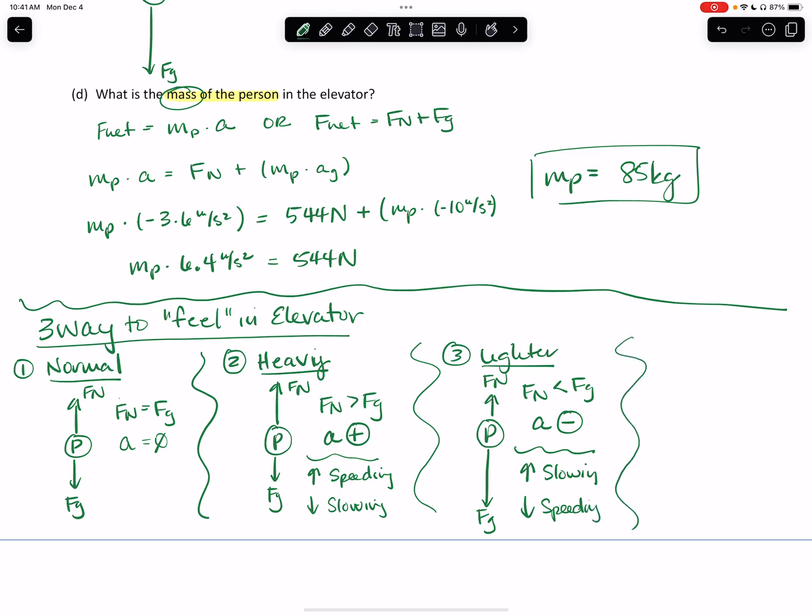And then your last option, the one that we mentioned before that we hope never happens, is if the cable snaps. In that case, when you're in the elevator, you're going to feel like the only thing controlling you is gravity. So you're going to be in free fall, and what that means is no normal force. So basically, you'll feel like you're floating. And hopefully that never happens to you.